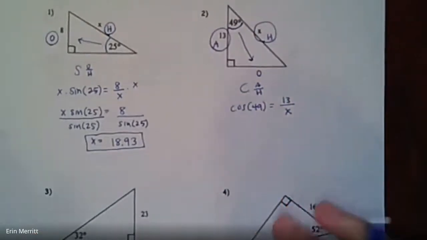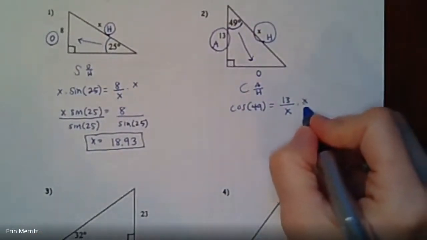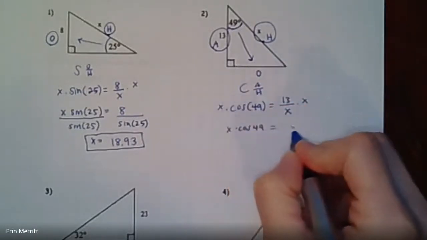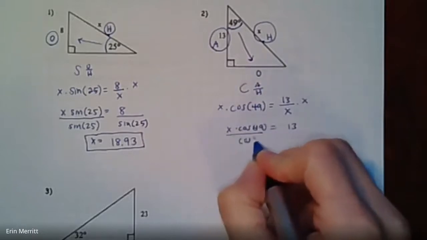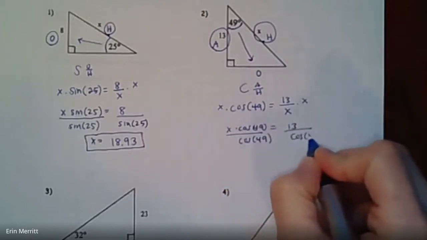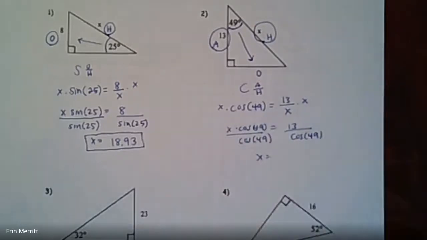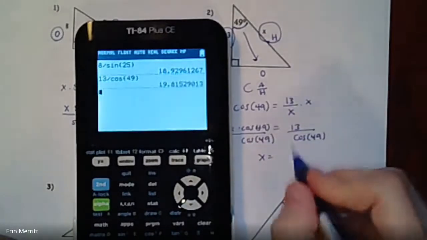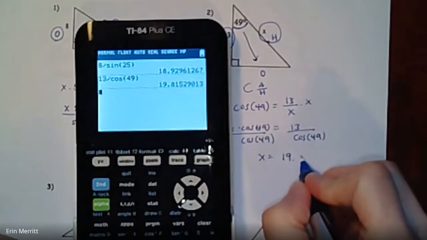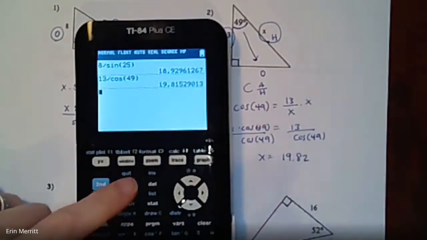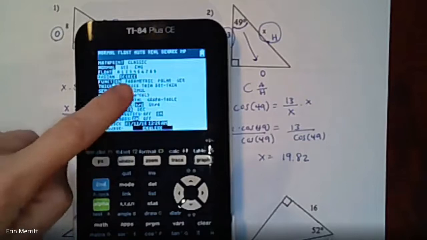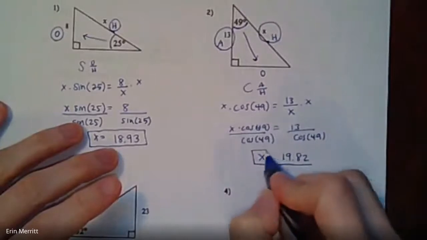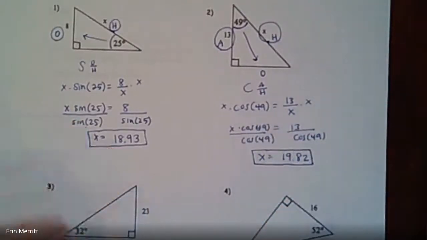So it looks similar to the last one because x is in the denominator. So you've got to multiply the x over, and then x times cosine of 49 equals 13. And now divide both sides by that cosine of 49. So into my calculator, 13 divided by cosine of 49 degrees, and we end up with 19.82. As a good reminder, double check that your mode is still in degree mode. There's no reason if you've switched it the other day that it should switch back. But if you were using a different calculator, you're going to want to double check on that.